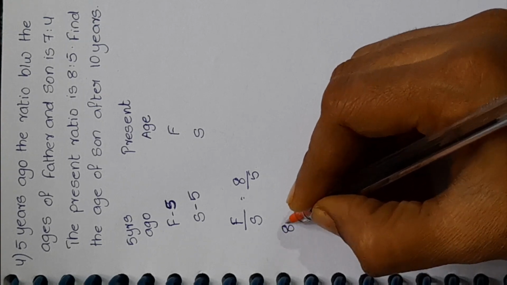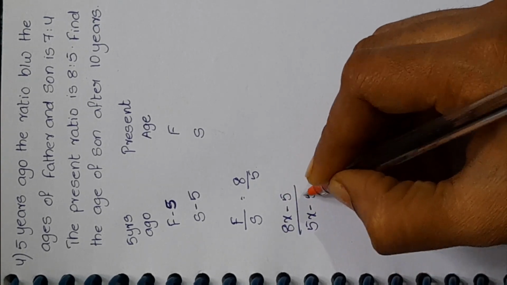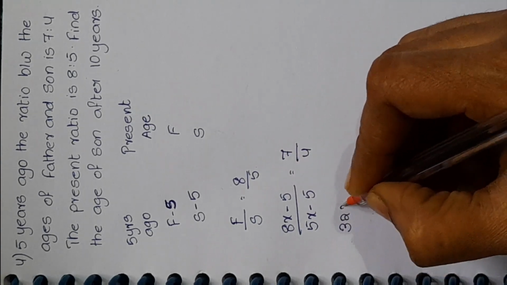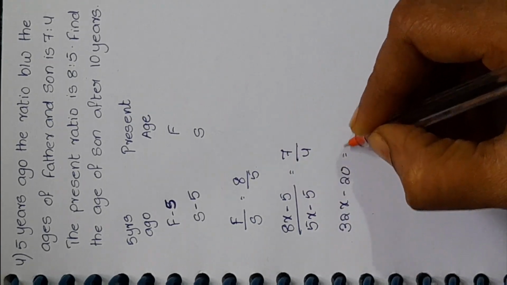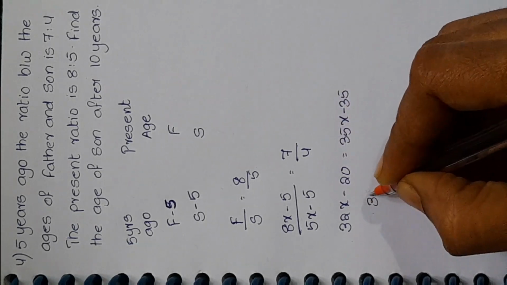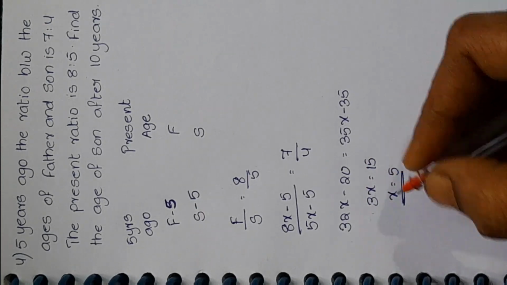Before 5 years, this becomes 8x minus 5 by 5x minus 5 is equal to 7:4 is the ratio given. So, 32x minus 20 is equal to 35x minus 35. 3x is equal to 15. We get the value of x is 5.